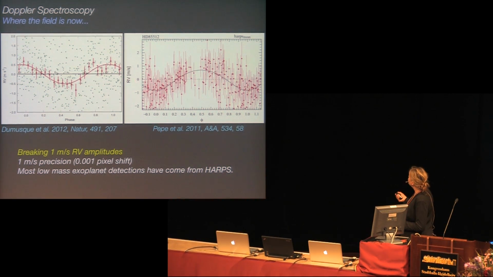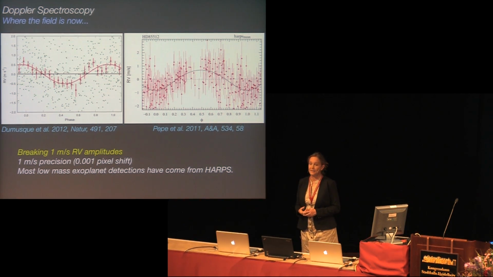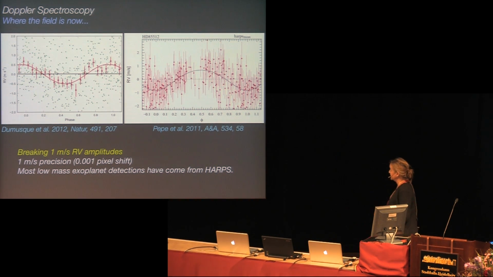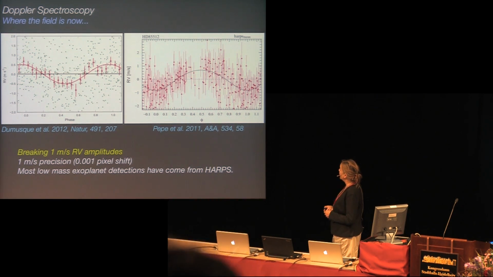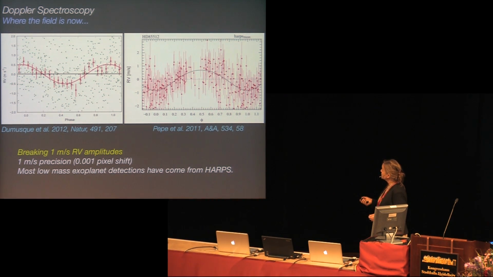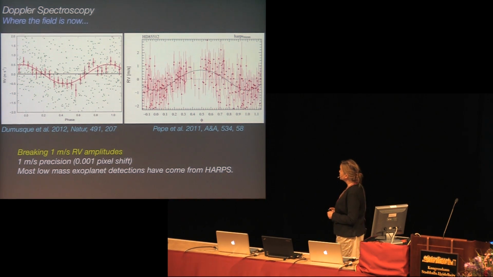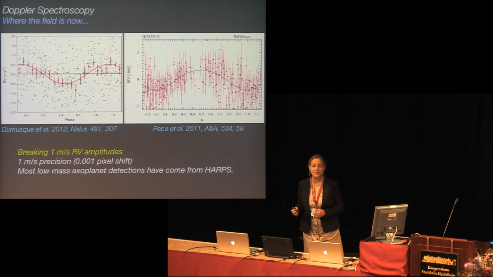The HARPS team has done remarkably well, especially on these very low amplitude systems, and I think this is because they have attacked the problem with an incredible instrument that has unprecedented stability, unlike the instruments that we've been mostly using in the US. So now the precision is down to 1 meter per second, and that means that we're measuring now pixel shifts not of 100th of a pixel, but of 1,000th of a pixel.